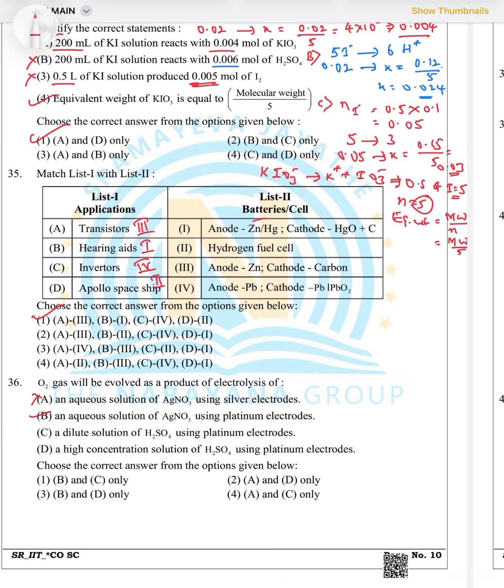For example, H2O decomposes to 2H2O giving O2 plus 4H plus plus 4 electrons. So oxygen gas is evolved. But in the case of the first, silver is only oxidized. Ag is converted to Ag plus plus an electron. Oxygen is not evolved because before water, silver is undergoing oxidation. But in the second option, water is undergoing electrolysis because we have taken platinum electrodes.